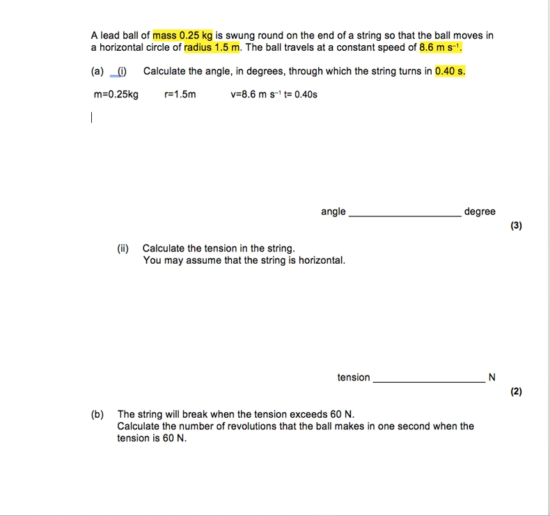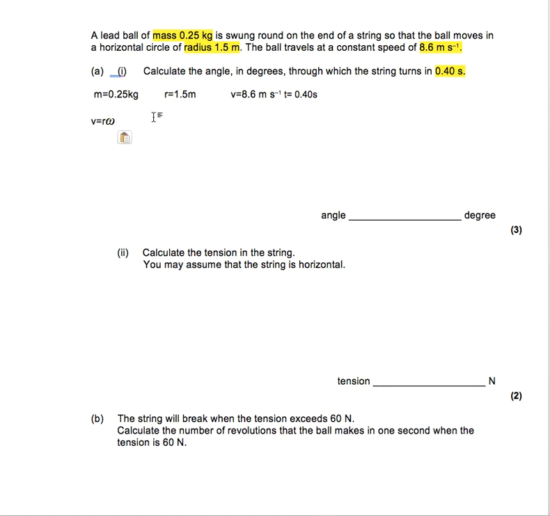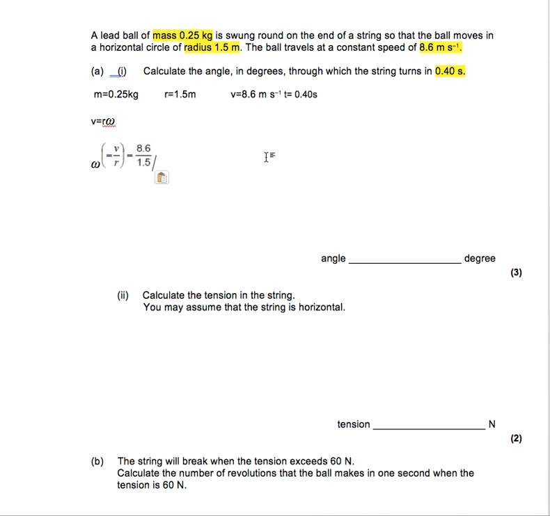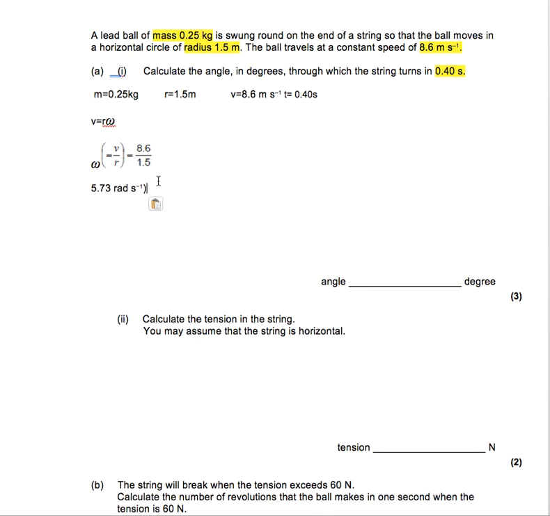So I'm thinking angular speed, I'm thinking V equals R omega. So I've got V and R. So that then gives me omega equal to V over R. And V is 8.6, R is 1.5. So that gives me omega as 5.73 radians per second.